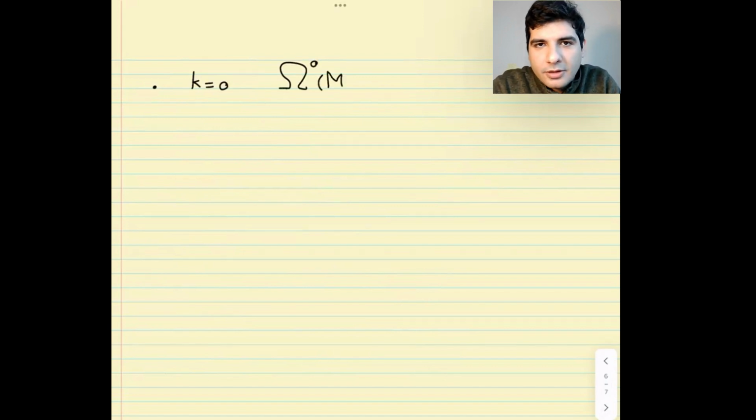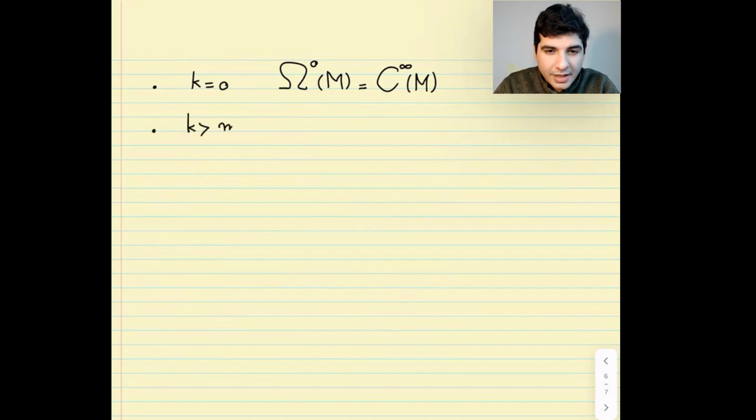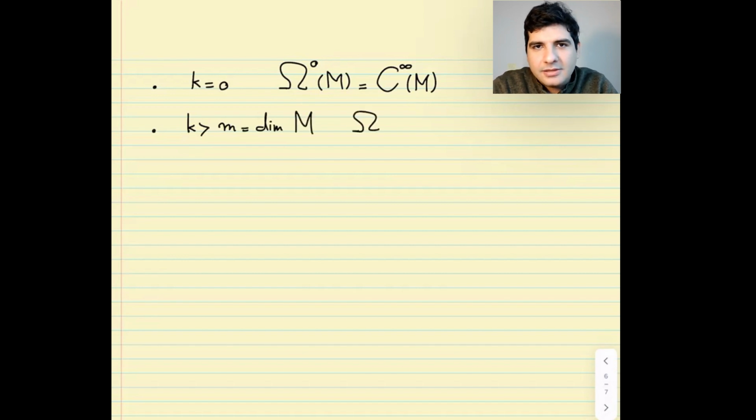So if k equals 0, omega 0 of M, it's just a notation thing. It makes more sense to define it this way. It is defined as the set of smooth functions on M. We denote it by C infinity of M. If k is larger than the dimension of the manifold, this space is just 0. It's essentially trivial, does not have any object. 0 is usually understood as a k-form for any k. The degree k is not well defined. You can think about it as a k-form for any k.